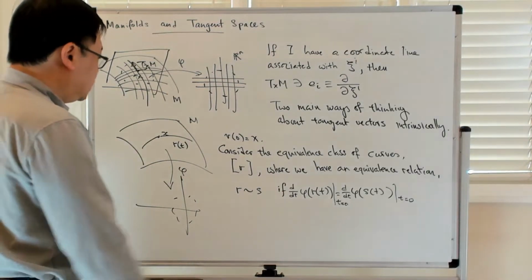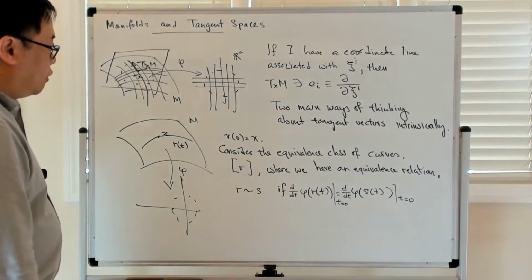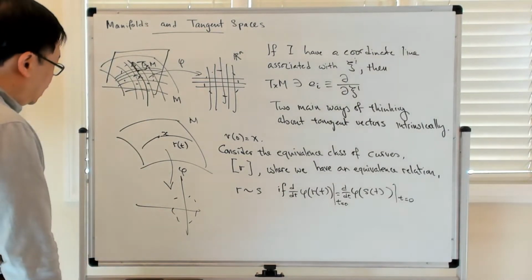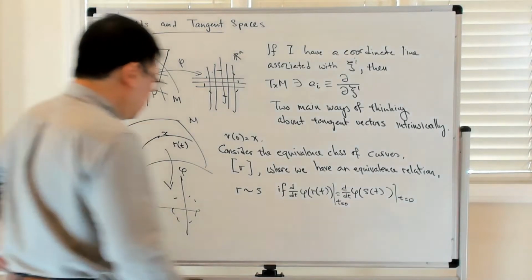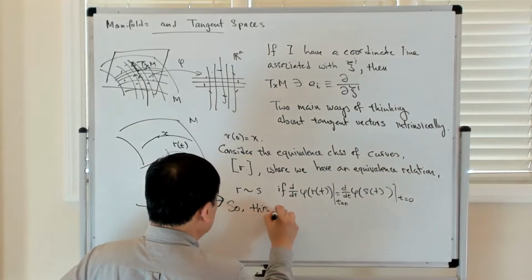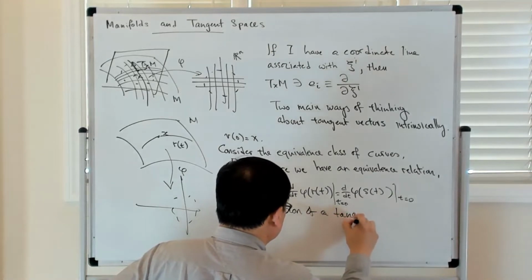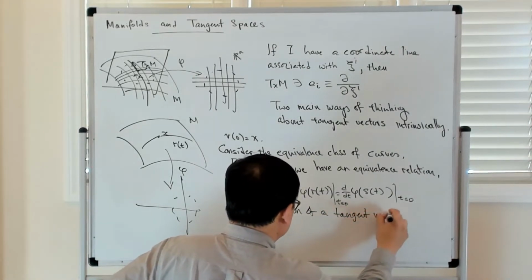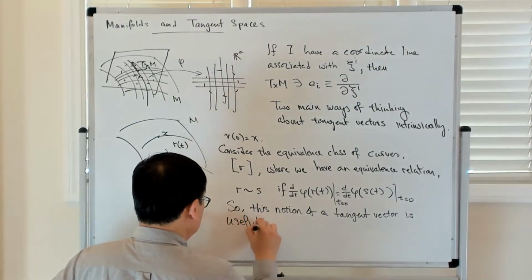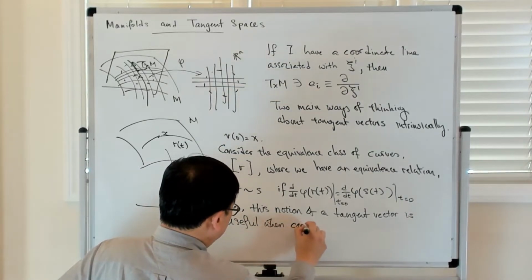So this way of thinking about tangent vectors is useful for things like what is called the tangent lift of a map, if you will. So this notion of a tangent vector is useful when considering what are called tangent lifts.